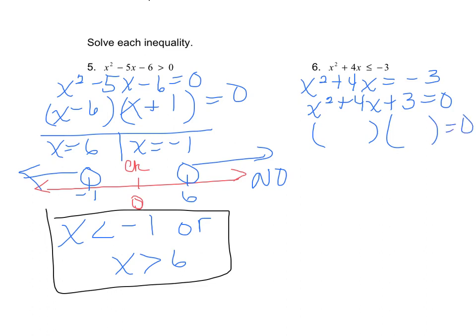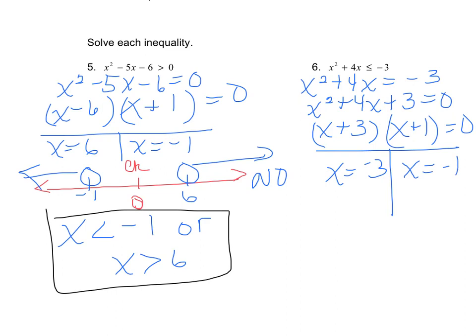I'm going to start the factors off with an x and an x. Factors of a positive 3 that'll give me a positive 4 are 3 plus 1. If I was to set x plus 3 equal to 0 and solve, I would get x as a negative 3. And if I was to do the same thing to x plus 1, set it equal to 0 and solve, I would get x equals a negative 1. All right, I'm going to place them on a number line.